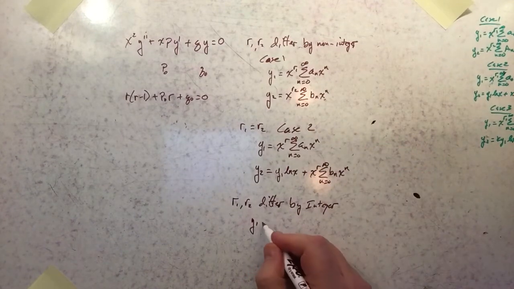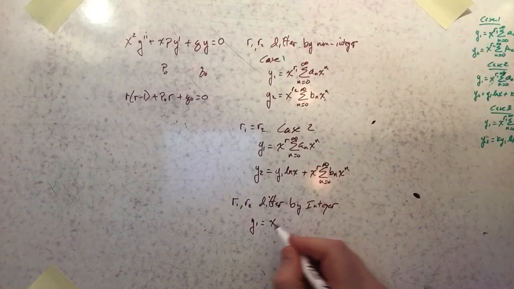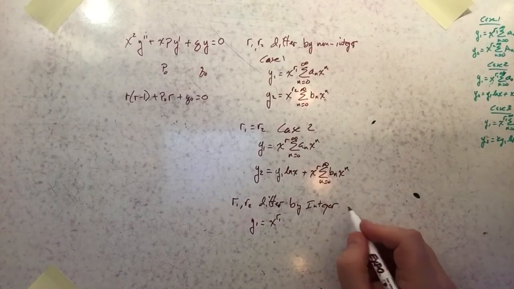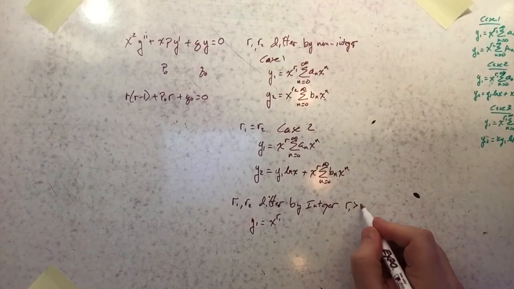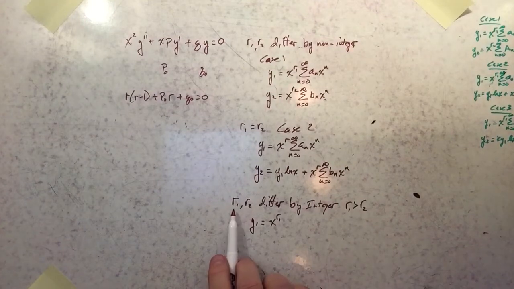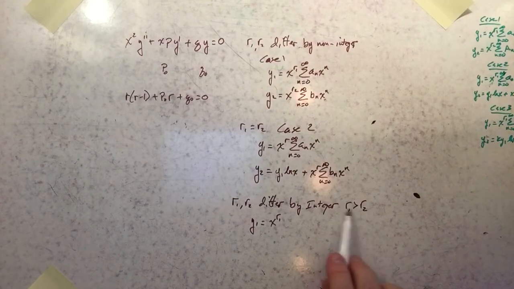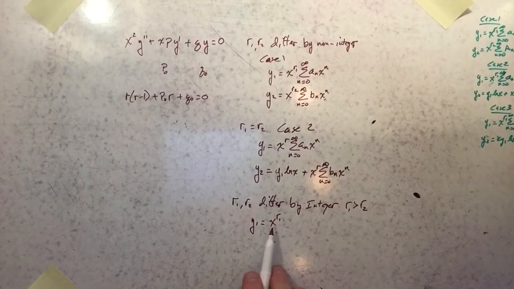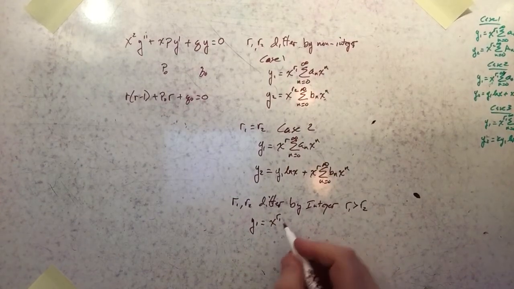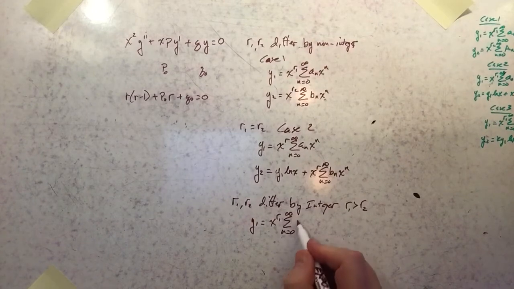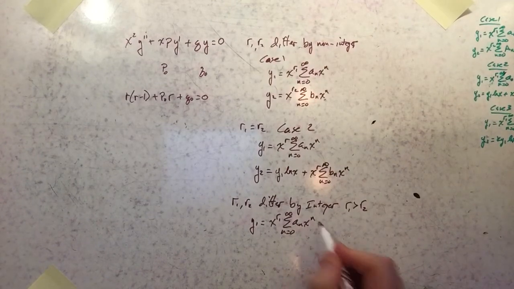The first equation, again, I'll sound like a broken record, is x to the r1. And one thing about these, there's definitely a relationship between them. R1 is larger than R2. So when you have two roots and they differ by an integer, there's definitely a priority. The larger of the two roots is always R1, so that's the one that's used for the first solution. And that's x to the r1 summation n equals 0 to infinity of a n x to the n.